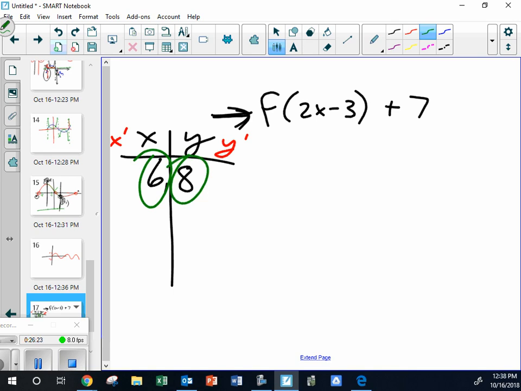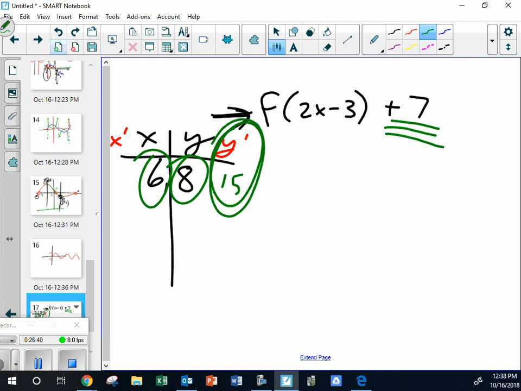So if it started out at 6 comma 8, this is the stuff that happens to the outside, which is the Y's or the X stuff? The Y stuff. So should I just trust it and add 7? Yeah, you trust the stuff on the outside. So 8 plus 7, 15 is your new Y point. Raise your hand if you had that right.